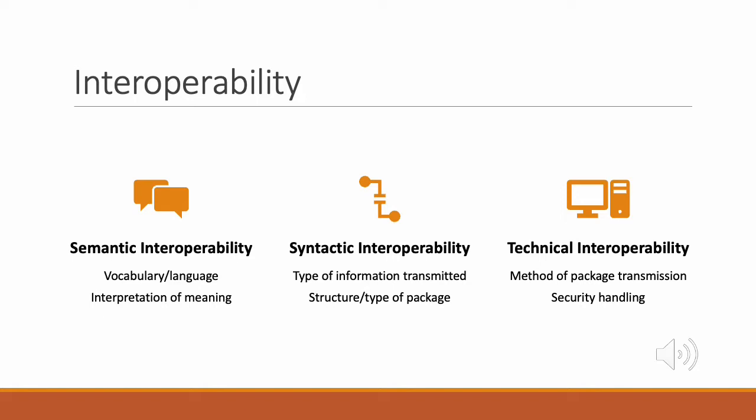And in terms of syntactic interoperability, we're focusing on the structure and type of package or envelope transmitted. This could include specific formats such as extensible markup language, XML, or even the use of standards such as Health Level 7. And finally, technical interoperability is the method by which the package is transmitted, as well as the security services provided by the entity handling package delivery.